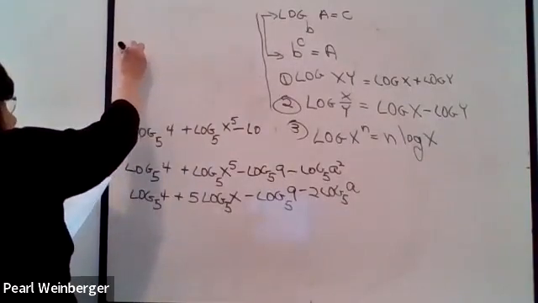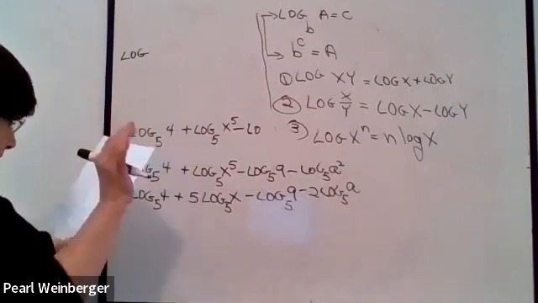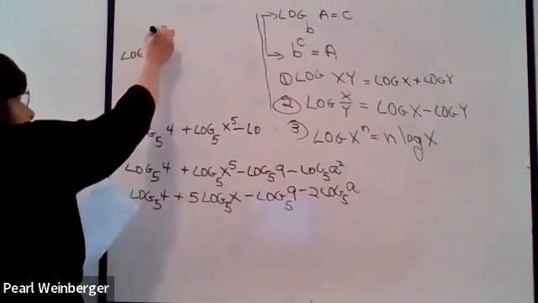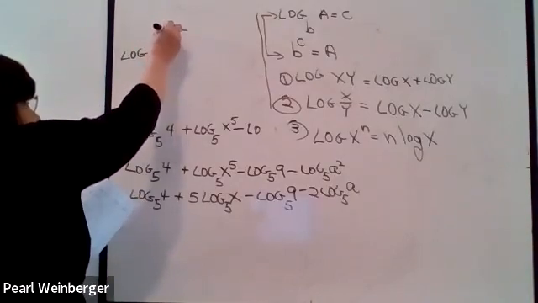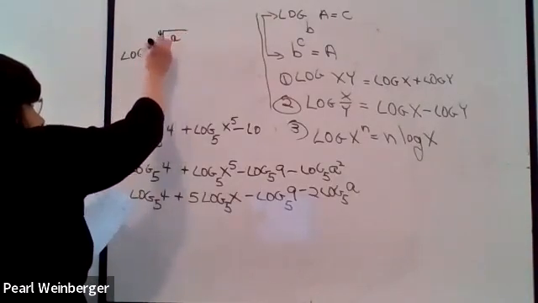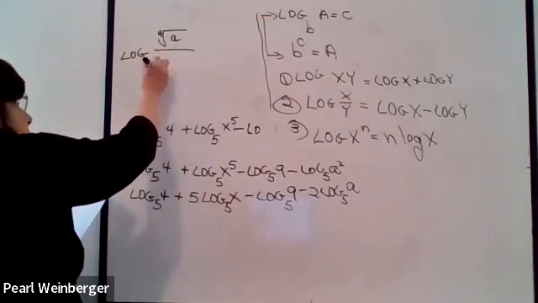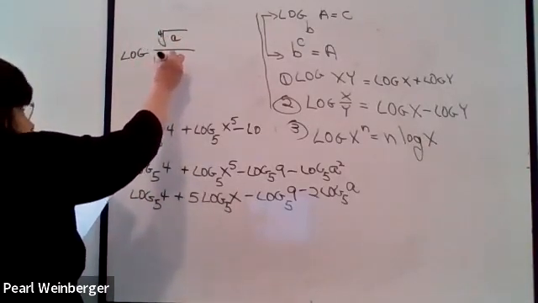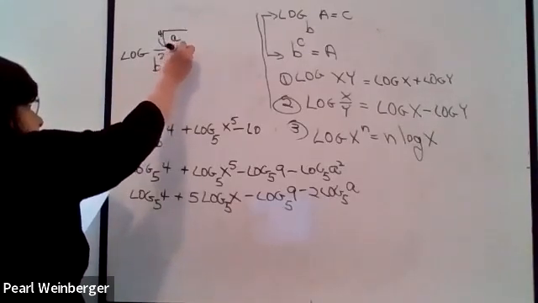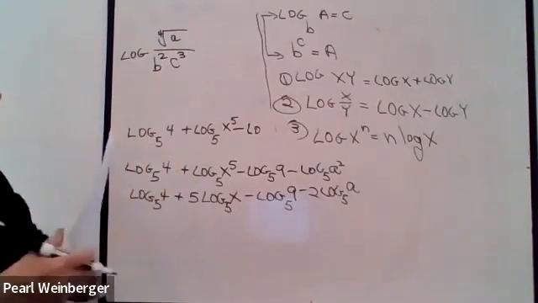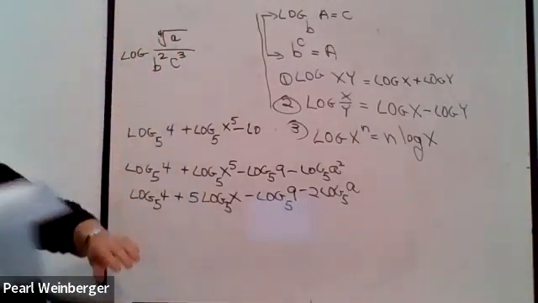Suppose I have log, and I'm not putting any base in, so you know it means base 10, of the 4th root of a divided by b to the 2nd c to the 3rd. Let's see if you could write this in an expanded version.